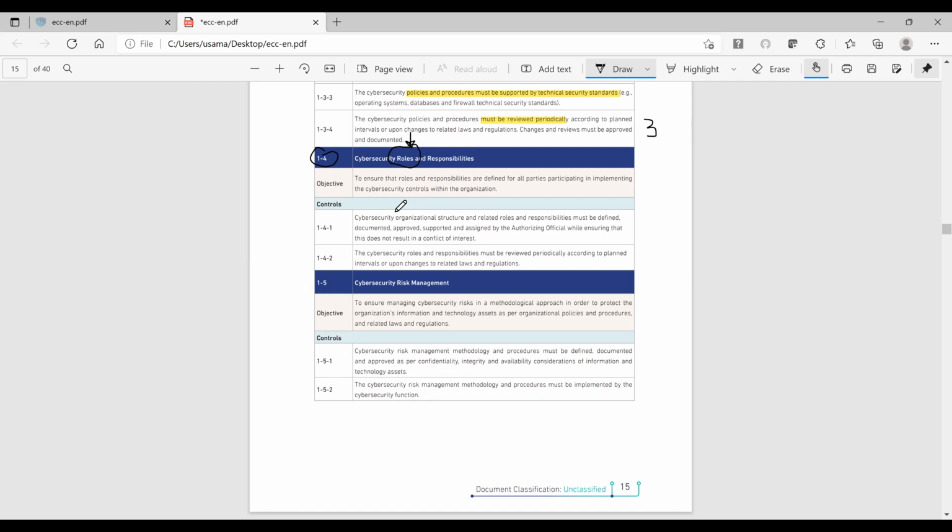Okay, what are the controls under the roles and responsibilities? As we mentioned before, they must be defined, documented, and approved. As usual, it should be supported by an authorizing official, which will be management, and it should be reviewed periodically. We don't have anything else, because this task is very easy.